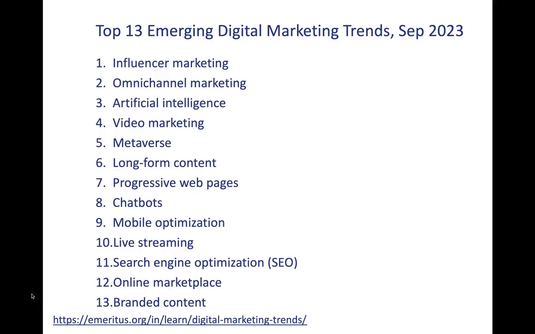So here, as an example, I'd like to discuss the top 13 emerging digital marketing trends as proposed by Emeritus. Emeritus is a company that is operating in professional education markets. They claim that they partner with top-tier universities in the United States, in Europe, Latin America, India, and China to bring world-class business and professional education to a global audience. So they have partnered with more than 50 universities, launched more than 100 courses in lots of different countries.